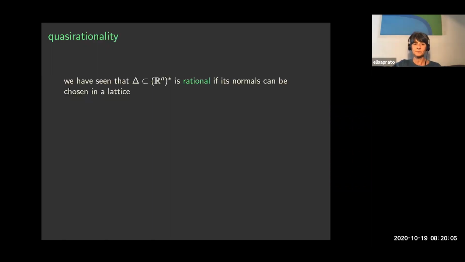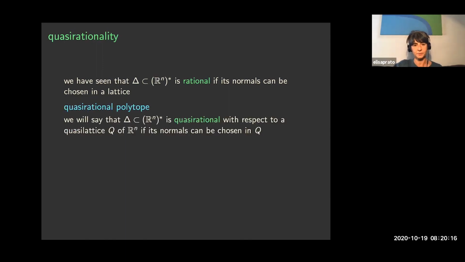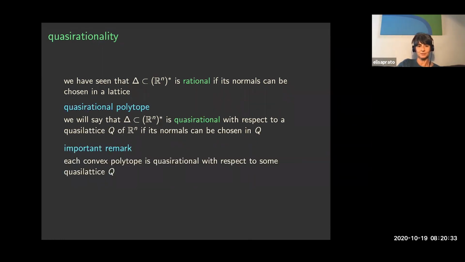So we have seen that Delta is rational if the normals can be chosen in a lattice. If we replace the lattice with the quasilattice, the rationality gets replaced with quasirationality. So we say that Delta is quasirational with respect to a quasilattice Q if its normals can be chosen in Q. One has to be very careful here. Every convex polytope is quasirational, so it's not a restrictive hypothesis.